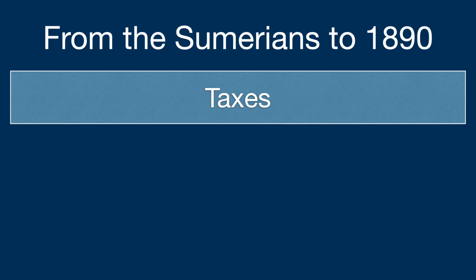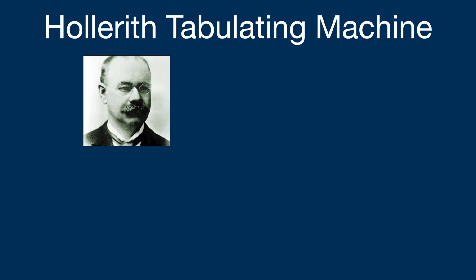That is, like I said, until the invention of the Hollerith tabulating machine. This was invented in 1890 by this guy right here named Herman Hollerith. The machine itself looked like this, and it was used to assist and make the US Census process more efficient. You know how we're always talking about being more efficient in the field of data science? That's exactly what this machine did.